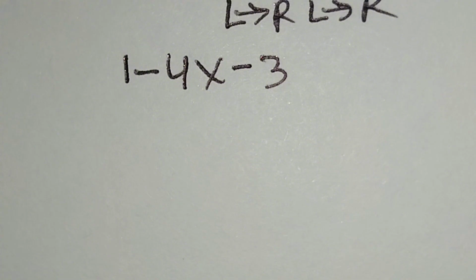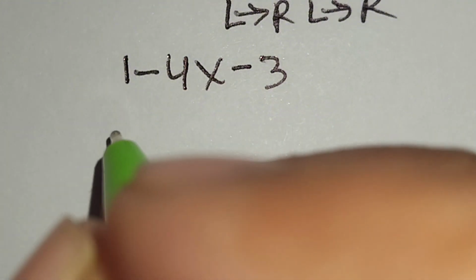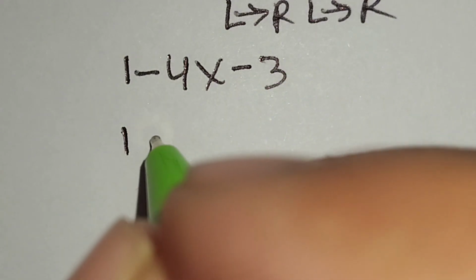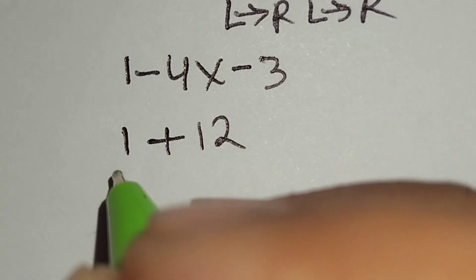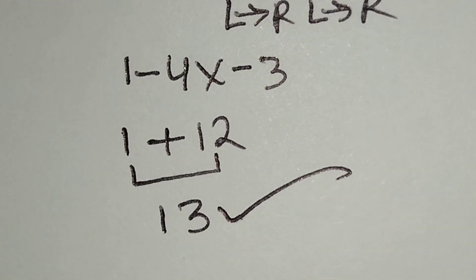According to the order of operations, now I have to work with this multiplication. Here this negative 4 multiplied by negative 3 gives us positive 12. 1 plus 12 gives us 13. And this is the correct answer.